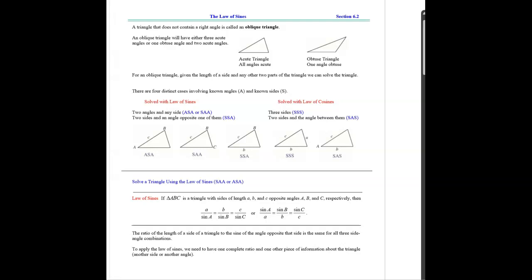The law of sines is a rule that we will use to solve triangles that are not right triangles. So we know that we can use right triangle trig, SOHCAHTOA, sine, cosine, and tangent when we're working with right triangles. But if we have a triangle where there are no right angles, then we have to use different rules. And the law of sines is one of those rules that we can use.